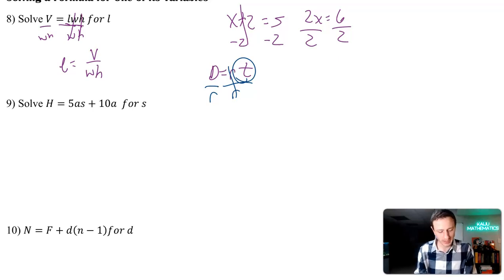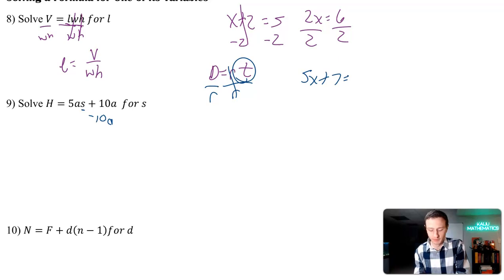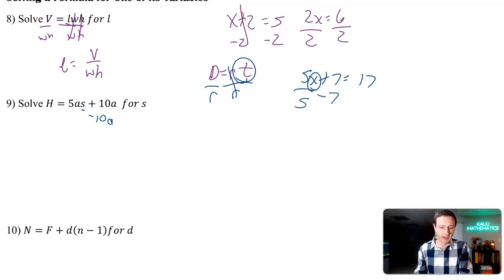So in number 9, we're solving H is equal to 5AS plus 10A, and we're solving for S. Where is S? S is embedded all the way in here. So we have a lot of work to get that S out of there, or S by itself. First of all, I have this plus 10A, so I want to subtract 10A, just like if you had 5x plus 7 equals, say, 17, and had to solve for x. I have to get rid of this plus 7, and this multiplication by 5. So I have to offset quite a bit. So I'm going to subtract 10A.